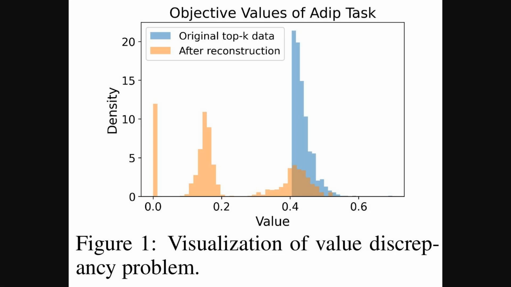Okay, and this first figure really highlights that value discrepancy problem we just talked about. It shows histograms of objective function values for some top data points before and after reconstruction using a VAE-like model. You can clearly see the shift. The orange bars representing the values after reconstruction are much lower than the original blue ones. This visually confirms how reconstruction errors can really degrade the values, which is exactly what NFBO aims to fix.